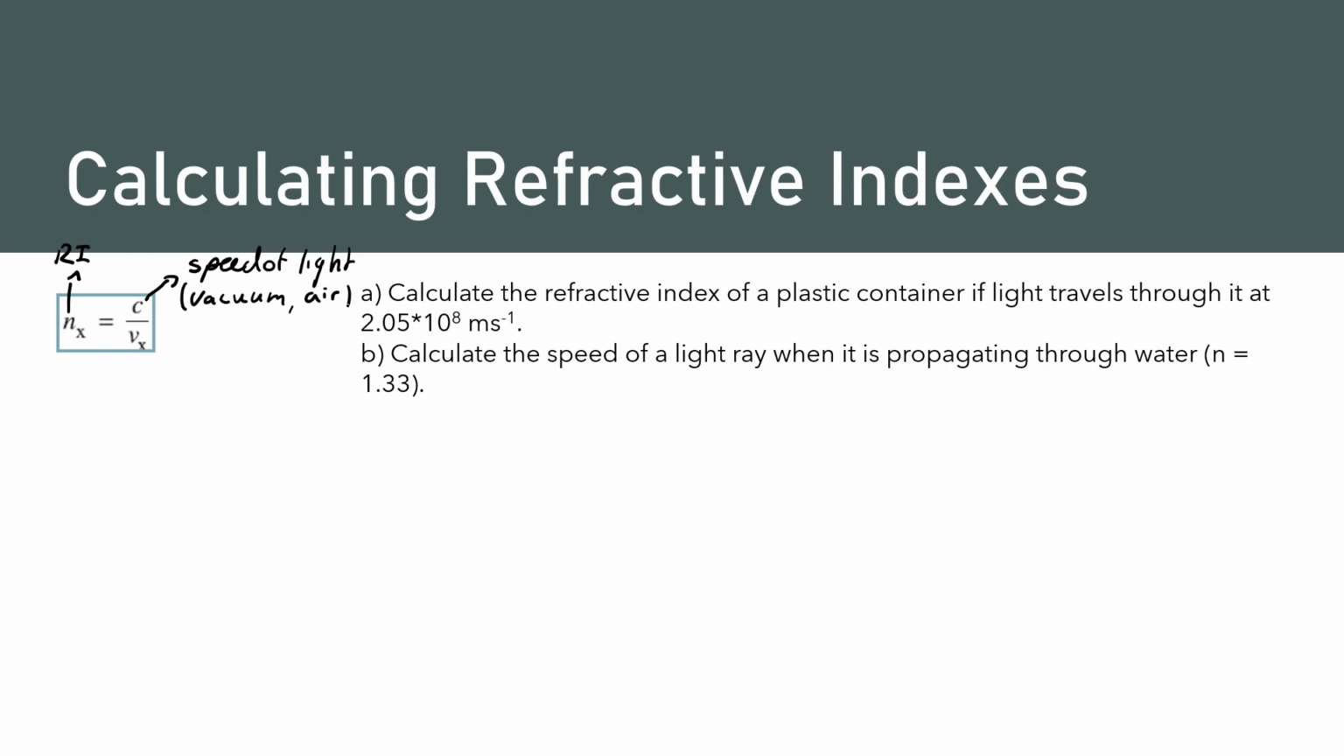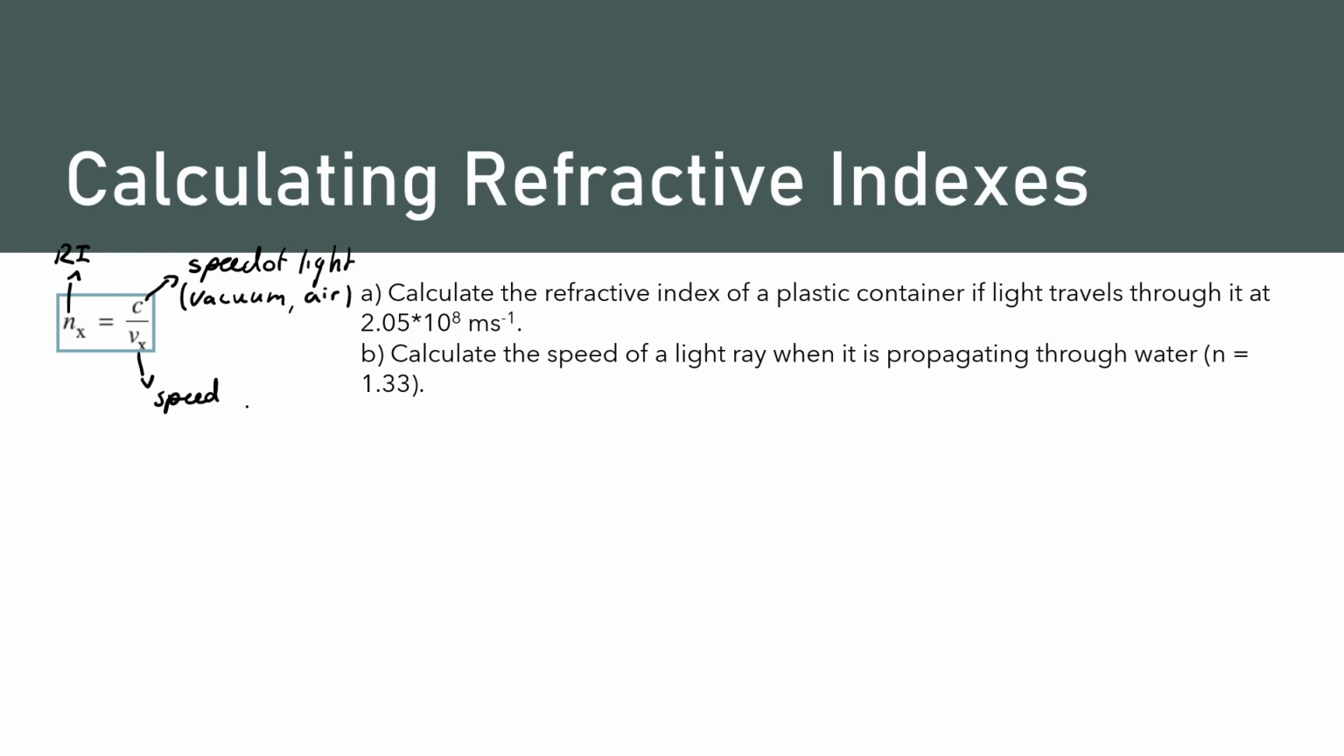In your data sheet, it's given as 3.00 times 10 to the 8. It would generally be accepted to assume that the speed of light in Earth's atmosphere is equivalent to the speed of light in a vacuum to those three significant figures. The last term here, Vx, is going to be the speed of light in medium X.